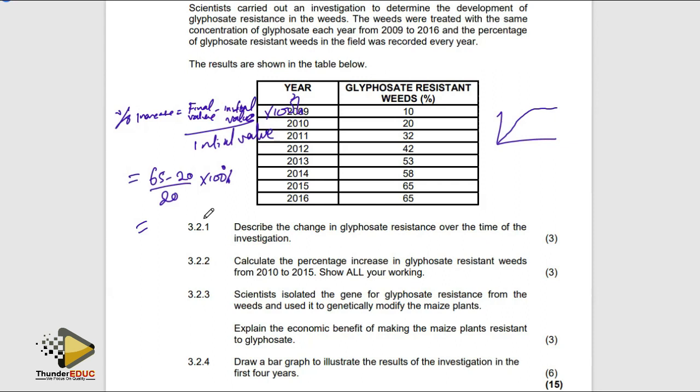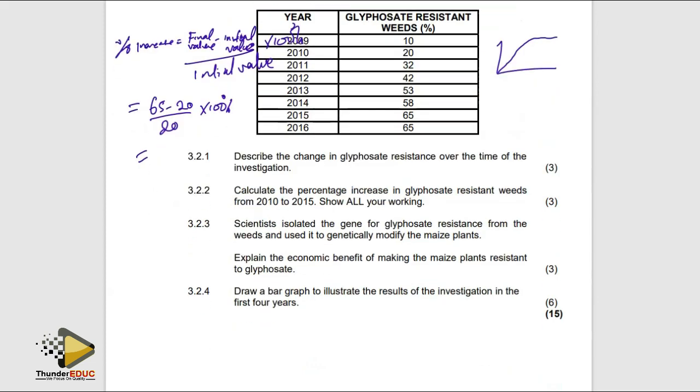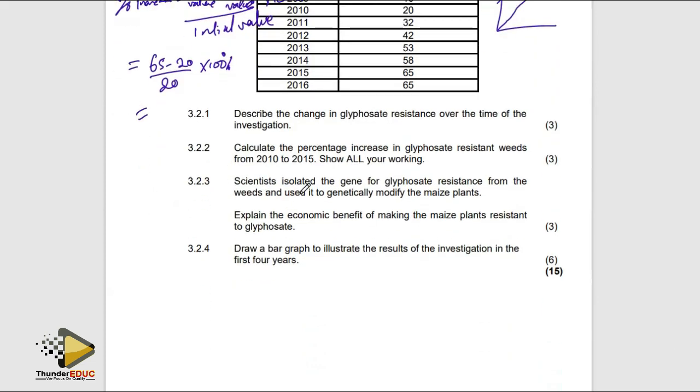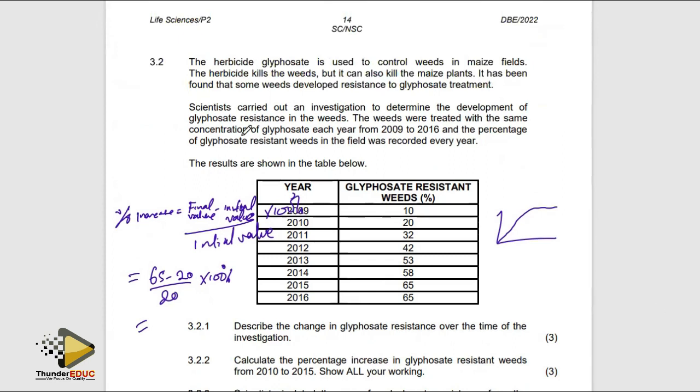So please try and focus, we have the same format of setting, so we cannot set outside the examination syllabus. So scientists isolated the gene for glyphosate resistance from the weed and used it to genetically modify the maize plant. Okay, explain the economic benefit of making the maize plant resistant to glyphosate. Because the glyphosate, now look, they are saying that herbicide is a chemical which kills plants. Maize is also a plant, and then we use it to control weed in the maize plantation or the fields.